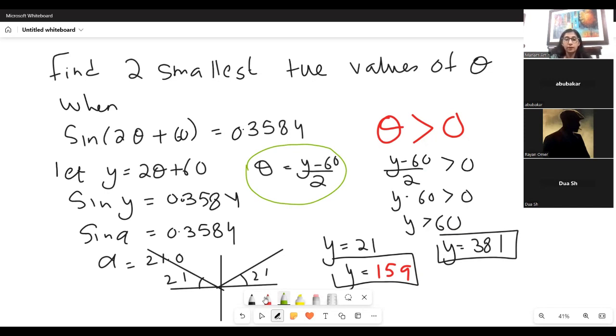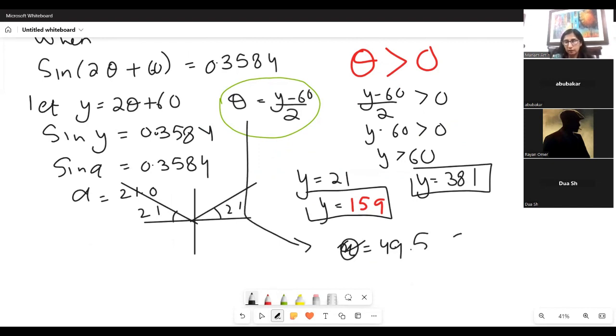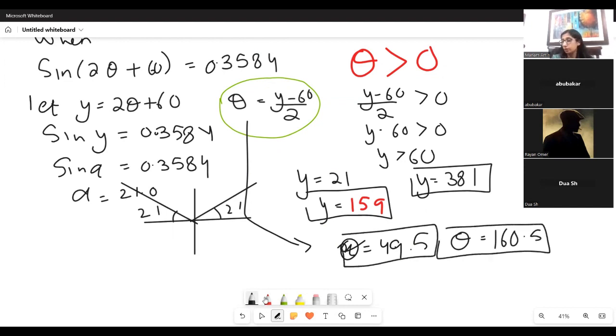So 159 minus 60 divided by 2 is giving me... let me recheck. 159 minus 60 divided by 2. Yes, it is correct. So 49.5. So from here we get theta equals 49.5 by using this relationship. And for the other one, I'm getting 381 minus 60 divided by 2, which is 160.5. So these are the two smallest possible values of theta.